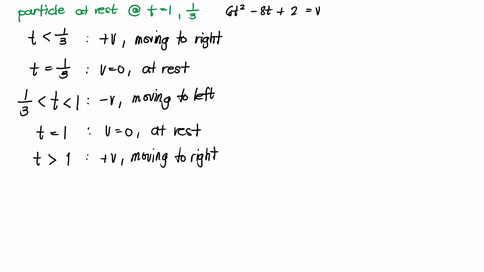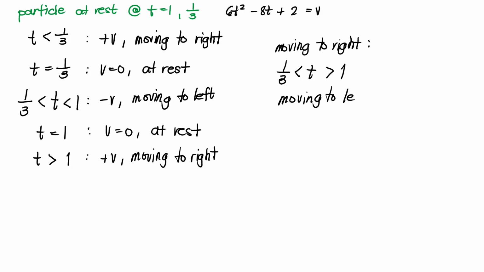Sulat ko. Wait lang. Ayan. So ano ba yung mga moving to the right natin? When t is less than 1/3 and greater than 1. Ayan yung moving to the right. Moving to the left natin is yung in between 1/3 and 1. Sorry, mali yung sign na nailagay ko dito. Pabaliktad pala. Ayan. Okay, so this is our final answer.